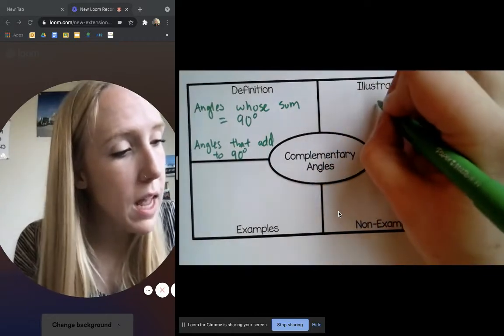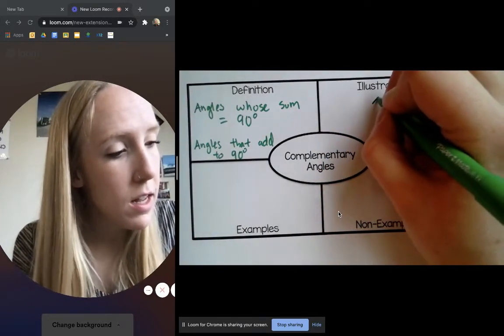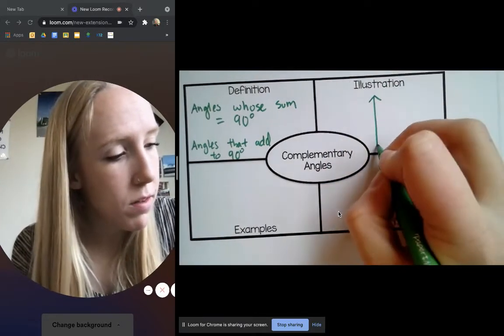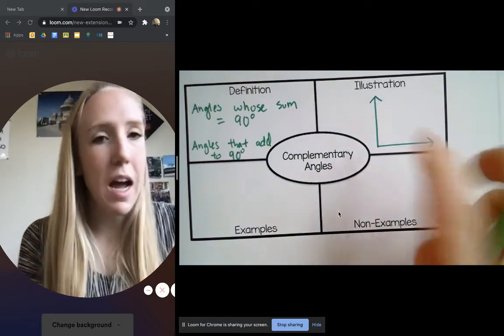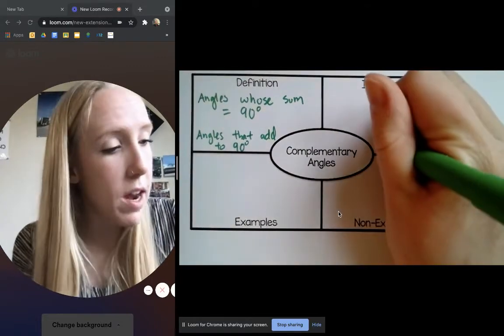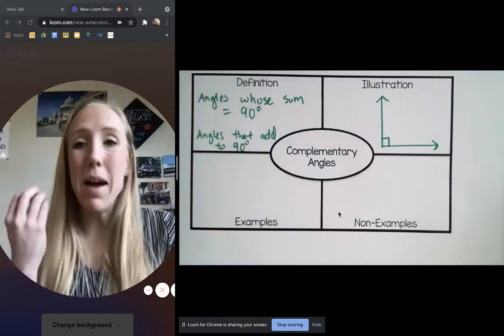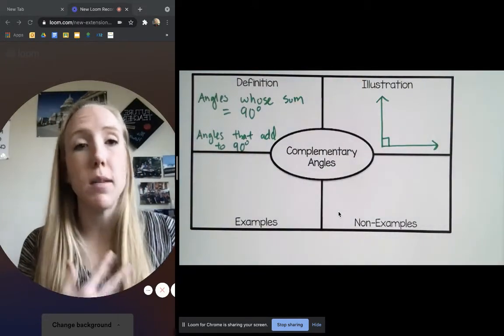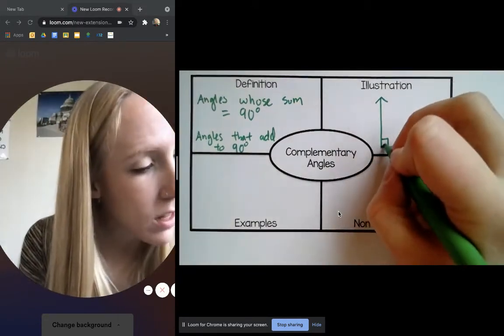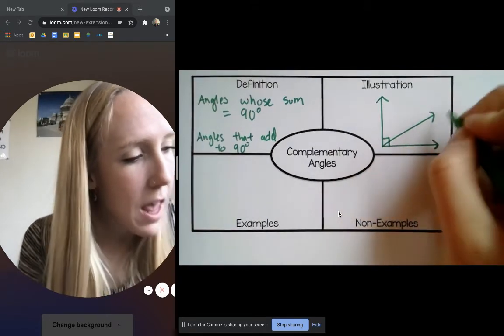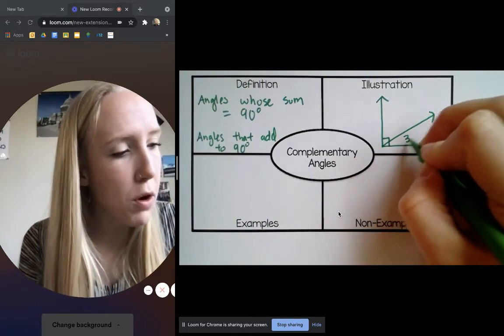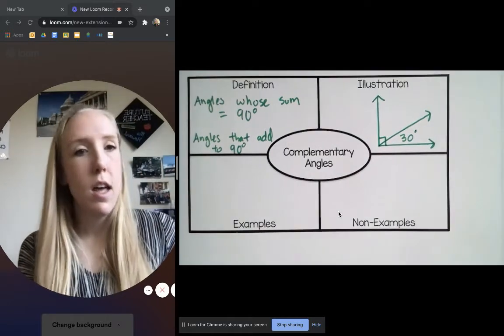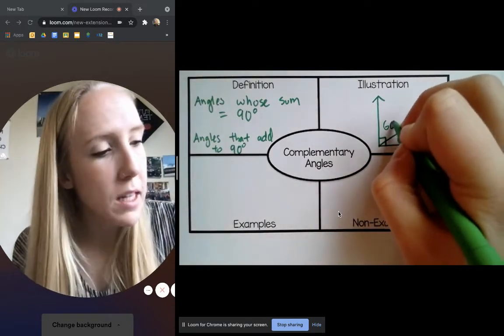So an illustration of that is, I have this right angle. It's a right angle. I'm telling you it's a right angle. But I might have two smaller angles that combine to make that angle. So I could have like this. And this one right here might be 30 degrees. And this one right here might be 60 degrees.